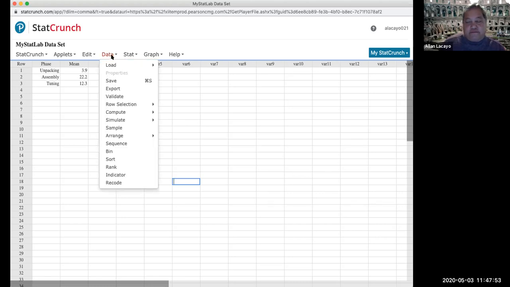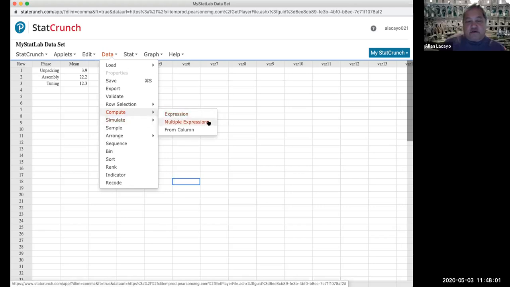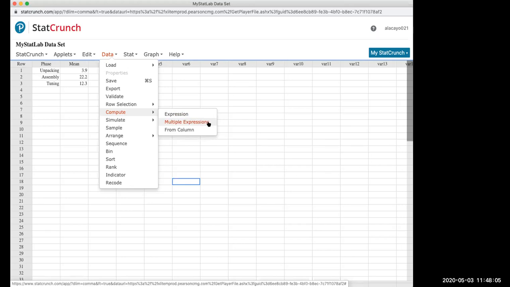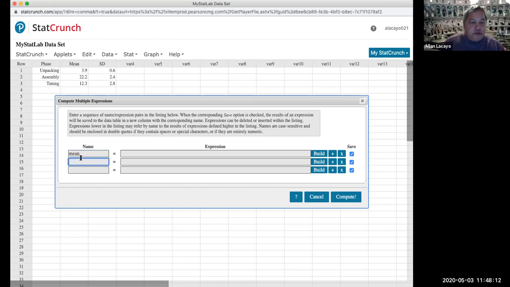So first, I'm going to go to Data. Compute. And I'm not going to compute one expression at a time. I'm going to do both expressions. So I'm going to go Data, Compute, Multiple Expressions. And I'm going to compute the mean, variance, and the standard deviation. And the mean is the sum of the column called Mean with a capital M. So this Mean with a capital M is different than this mean with a small m. The software will be able to recognize the column called Mean as different from this. The variance is just the sum of the deviations squared. And the standard deviation is just the square root of the variance.